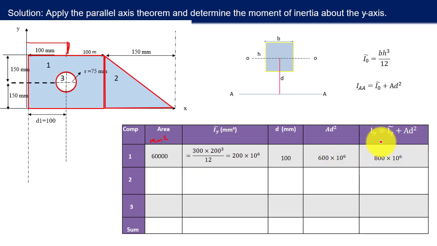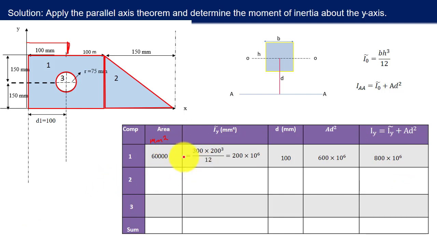Here Iy is simply the summation of I tilde y plus A d square. I tilde y is 200 times 10 to the power of 6, and A d square is 600 times 10 to the power of 6. This equals 800 times 10 to the power of 6.